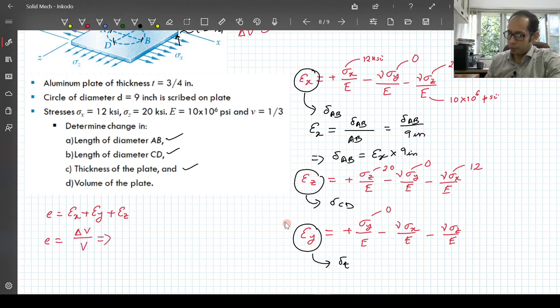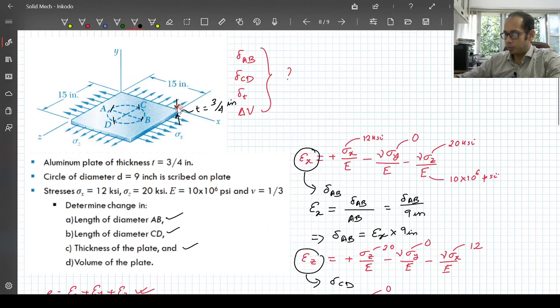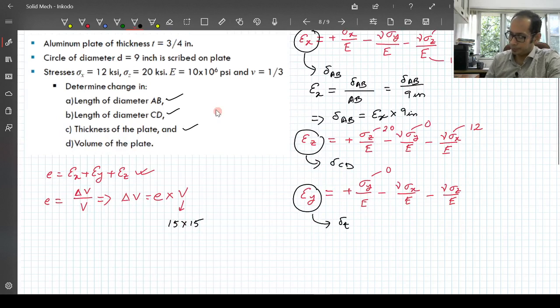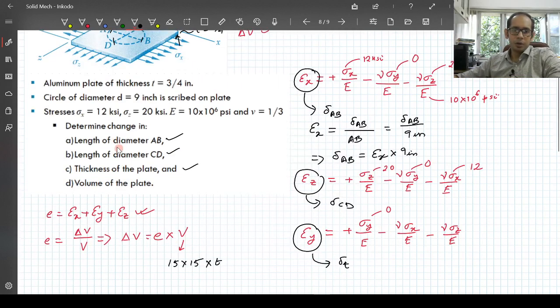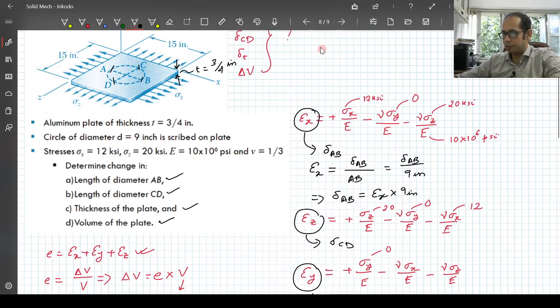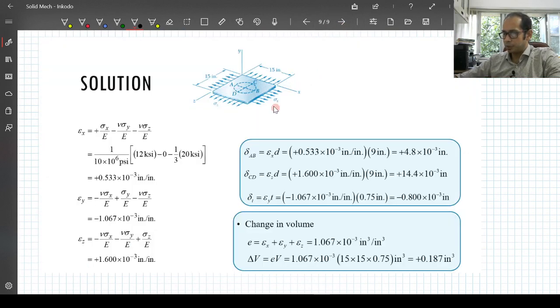So with this one also you can simply calculate your delta V, because remember the change in volume is simply the delta V. It is going to be e, which you calculate from this particular equation, times the original volume, where the original volume, as we just figured out, is going to be 15 times 15, so the length times the width times the height t, right? So you can simply substitute these numbers and you can calculate all of these quantities over here, right? In the next page I have given the solution for this particular problem.